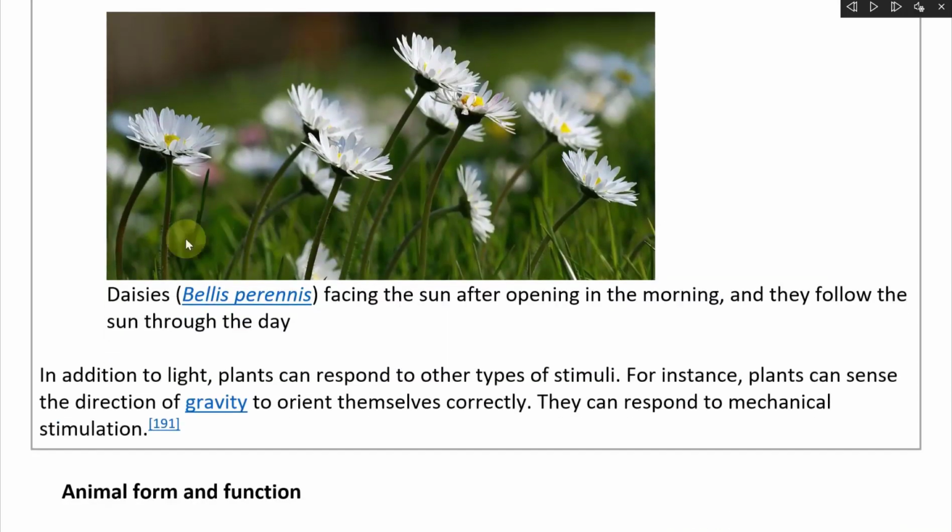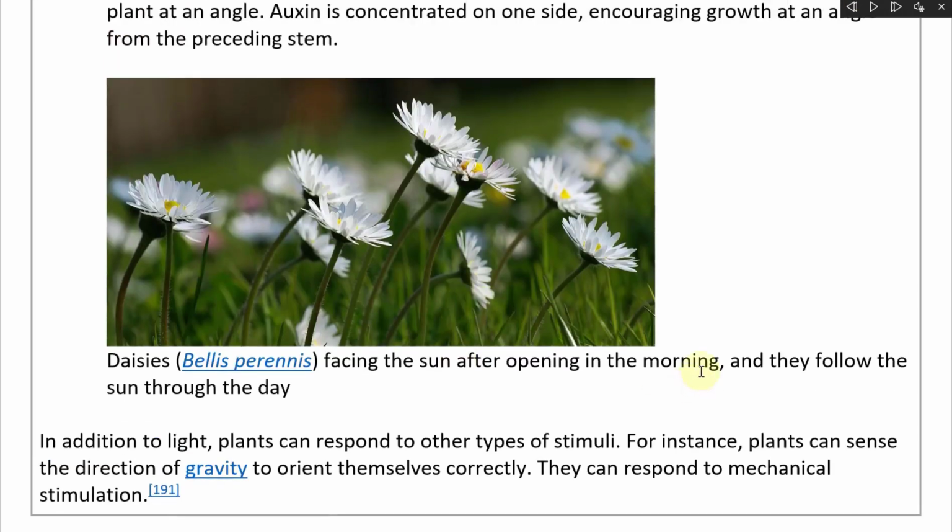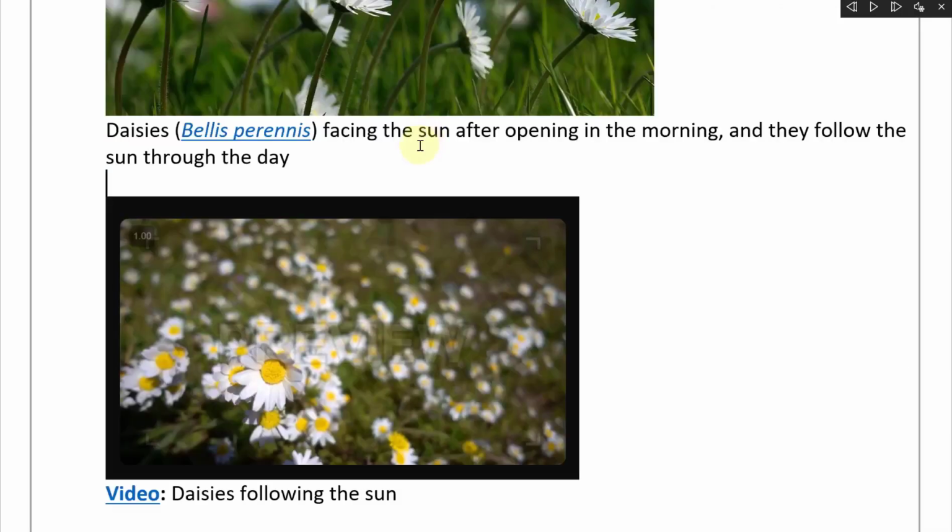Here, this is daisies, Bellis perennis, facing the sun after opening in the morning, and they follow the sun throughout the whole day, which is unbelievable. So it moves around and follows it throughout the whole day. That's quite fascinating.